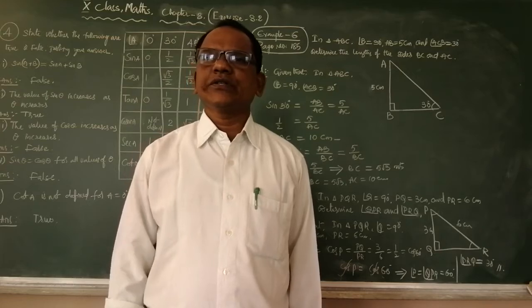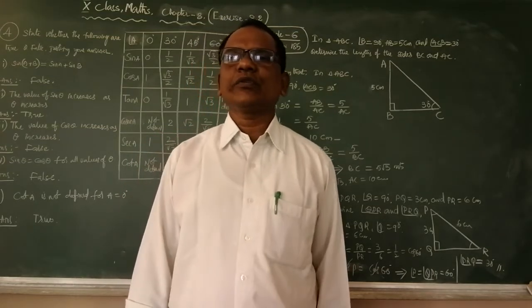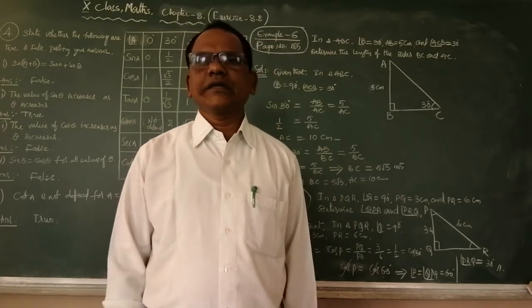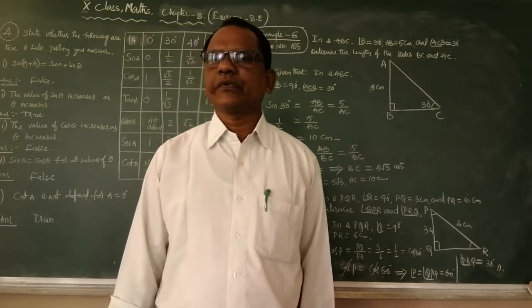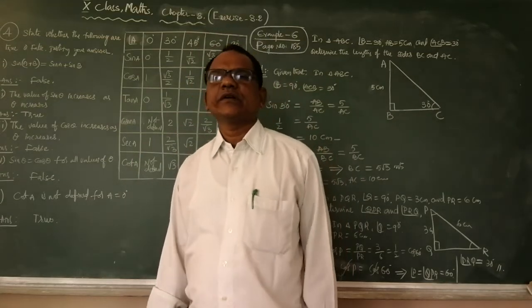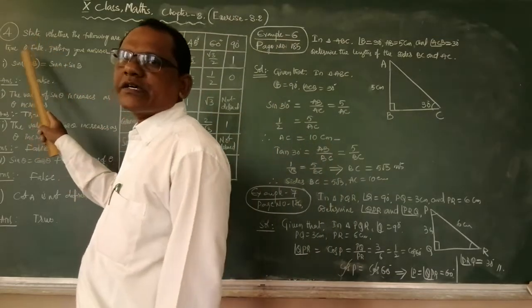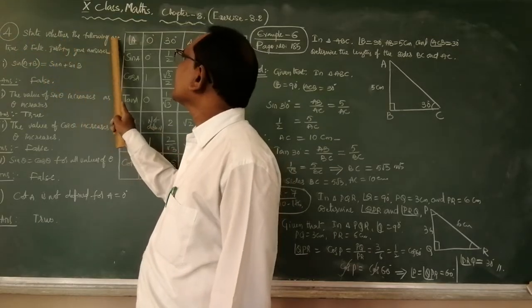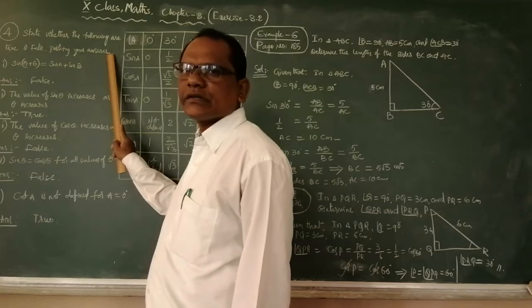Today we are going to continue the 8.2 exercise. The fourth main is true or false, followed by examples on page number 185, 6 and 7. So let us discuss the 8.2 exercise, fourth main. Here the fourth main is given: state whether the following are true or false, justify your answer.